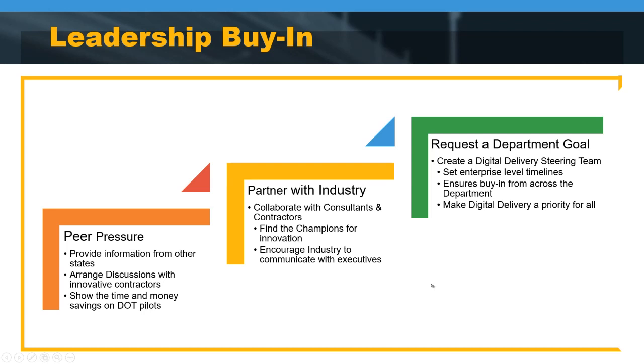And we're at the point now where we're requesting a department goal. We want an overall goal to get to digital delivery by a certain date, and the steps to get there. We want the department to agree on that, because pulling along some of the areas in the department is going to be tough. So if there's an overall goal, that will help us. The executives on our side will help us pull those areas along.